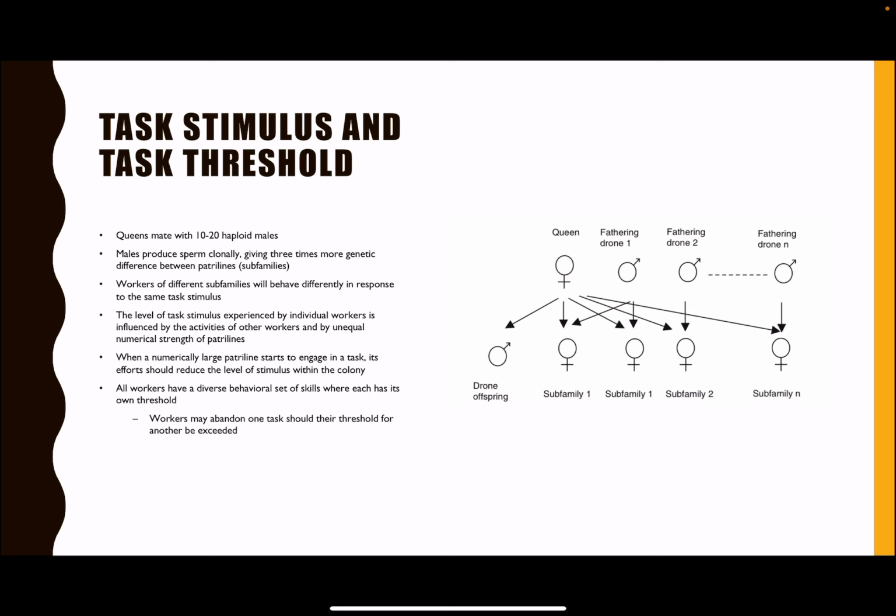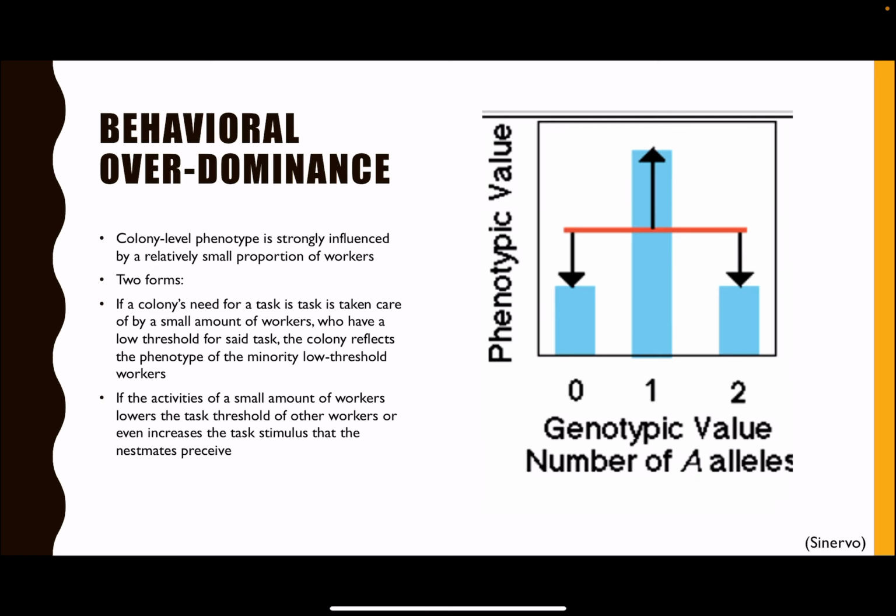All workers typically have a diverse behavioral set of skills where each has its own threshold. Workers may abandon one task should their threshold for another be exceeded. So if they are performing one task and another is better fitted for them, they will leave their current task to move on to the other.